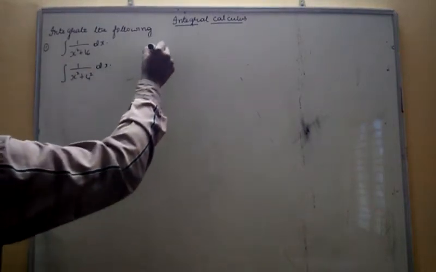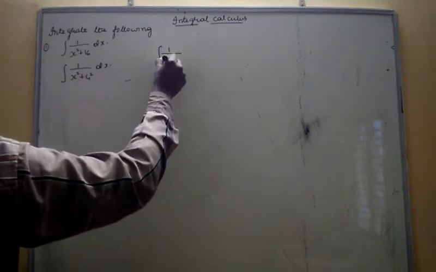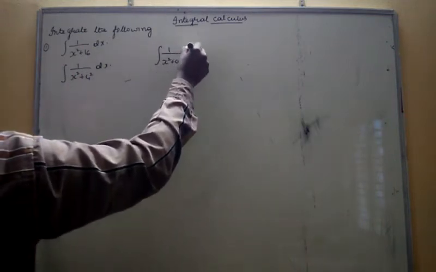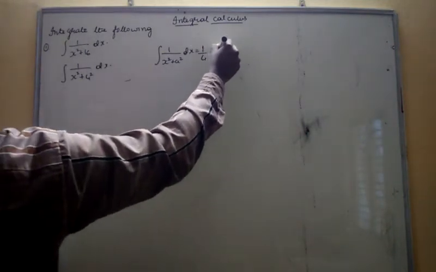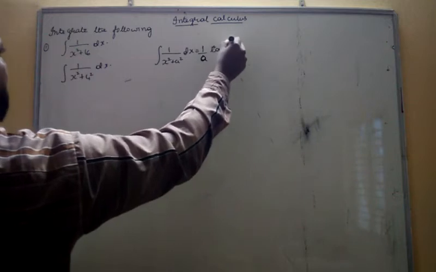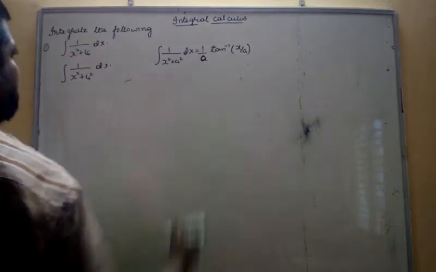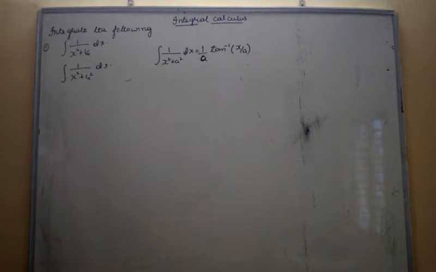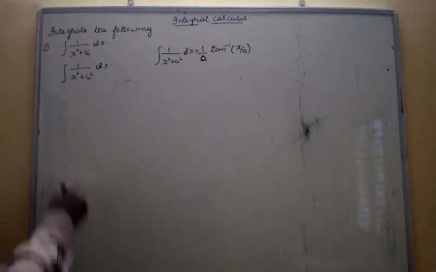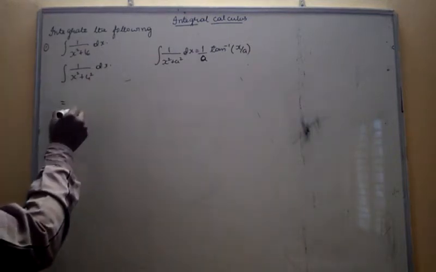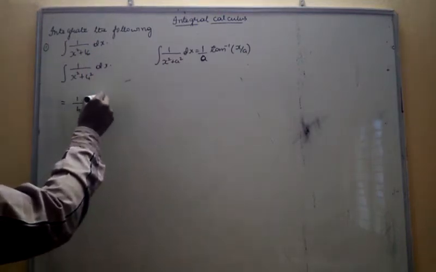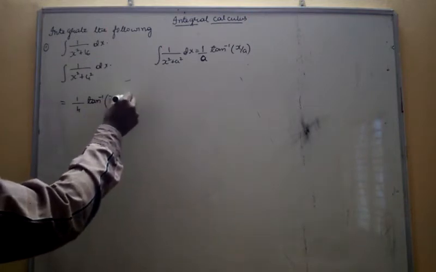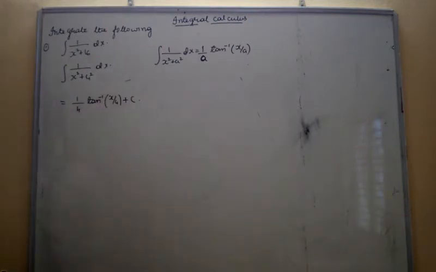So it is in the form of integration of 1 by x square plus a square dx is equal to 1 by a tan inverse of x by a. Okay, so let us apply the formula here. In the place of a, 4 is there, 1 by 4 tan inverse of x by 4 plus c. Okay, let us take the second problem.